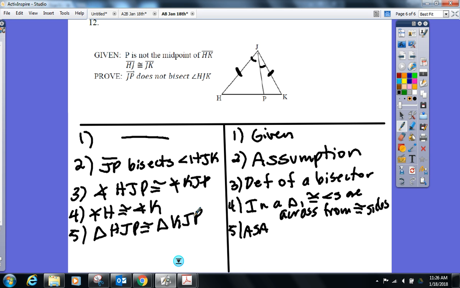Now what do I know about HP and PK? Cameron, you got a question? Yeah, so in the assumption, you always have to use that as a given. Yep. Yeah. Later in the proof. Yeah, it will be. So, okay.